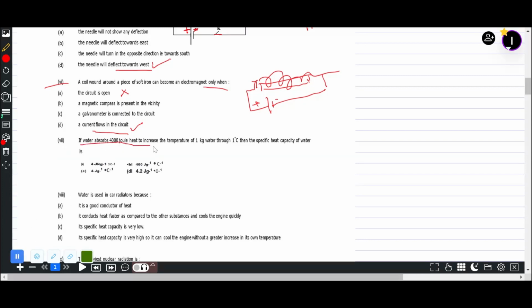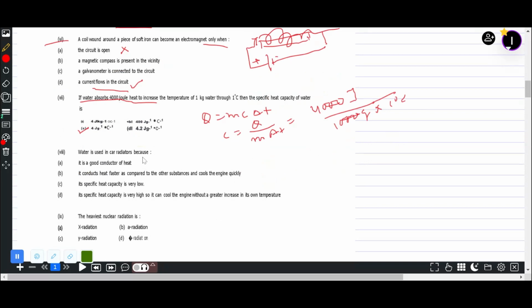So the question is, water absorbs 4000 joule heat to increase the temperature of 1 kg of water through 1 degree centigrade. Then the specific heat capacity, now we know that Q is equal to mc delta T, where c is the specific heat capacity, so c is Q over m delta T. Now Q is 4000 joules over mass, which is 1000 gram, into delta T, which is 1 degree centigrade. So this will be joule per gram per centigrade, 4000 over 1000, that is 4 joule per gram per centigrade. So C is the answer.